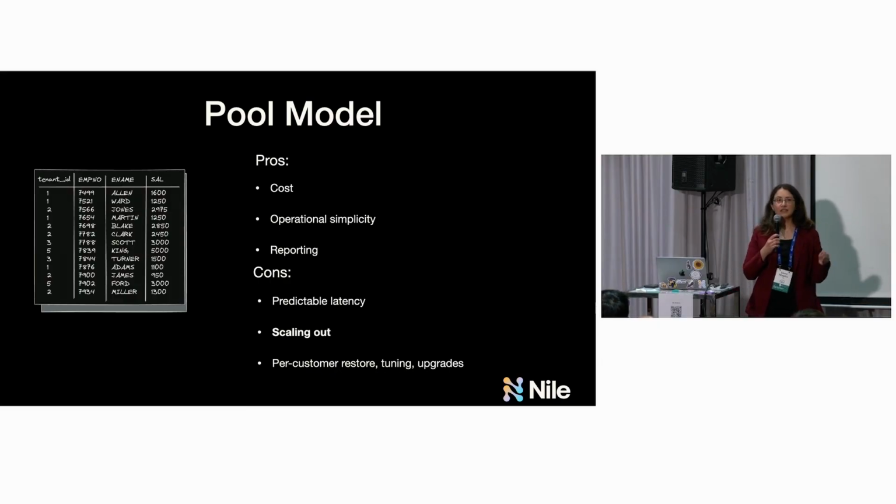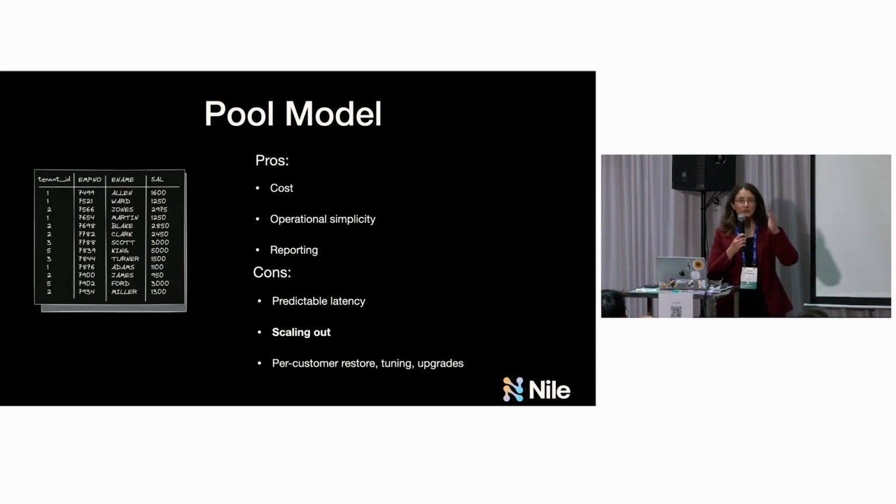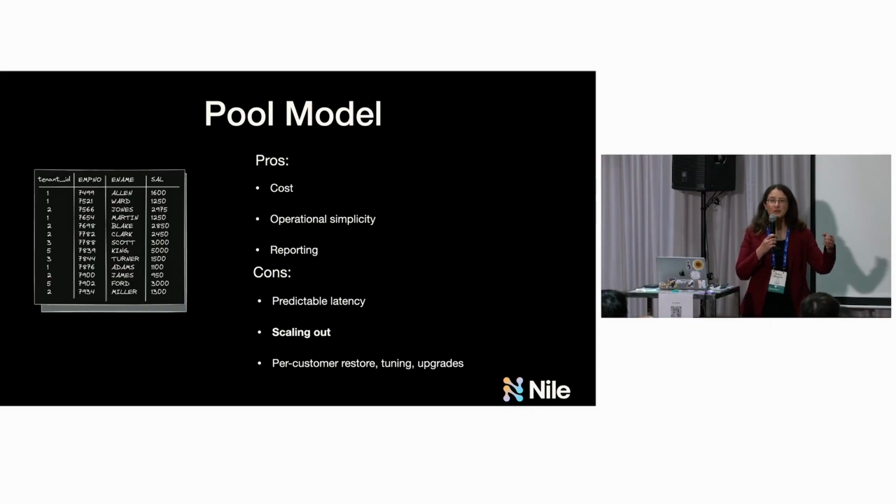On the other hand, hard to achieve predictable latency, very hard to scale out because you have to start figuring out sharding, usually when you're already a bit close to the limit. And a lot of stuff, if you need to do something per customer, you have one customer who has performance issues. You have one customer who could benefit from specific tuning. It gets really difficult.